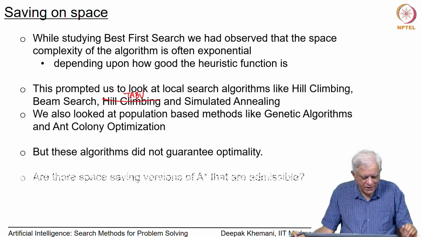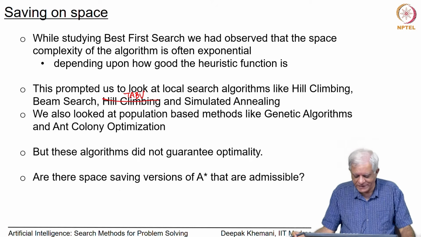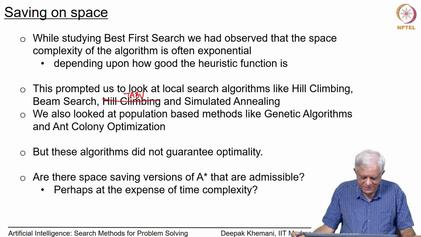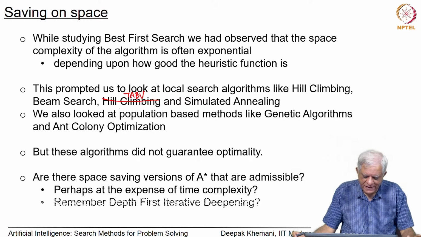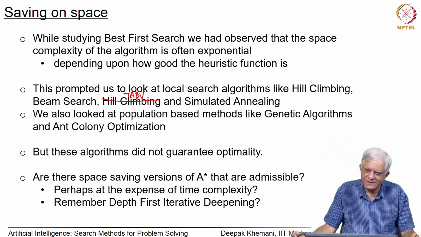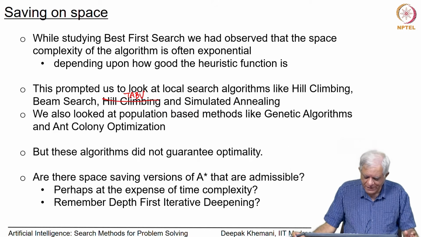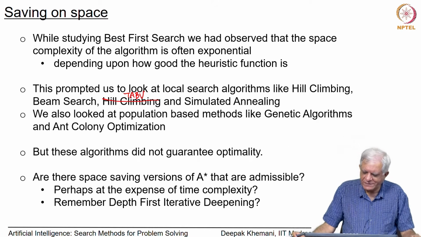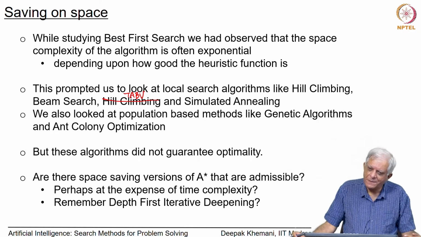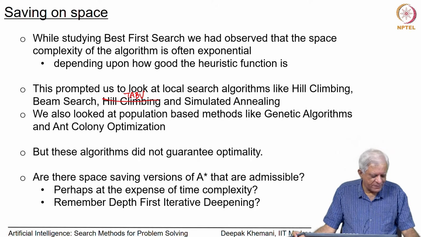So, the question we want to ask is, are there space saving versions of A star that are also admissible, perhaps at the expense of time complexity? If you remember what we did when we studied depth first iterative deepening, we said that we can trade off space versus time and get an algorithm which requires much less space, and the first algorithm that we will see is in fact an extension of DFID, or depth first iterative deepening.